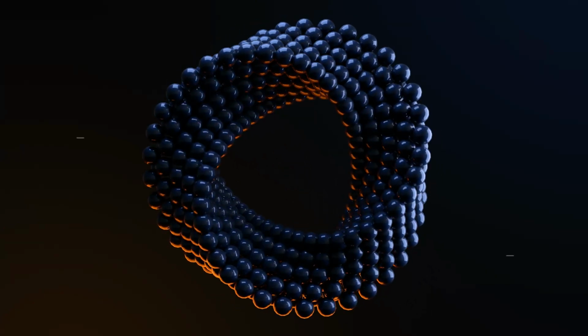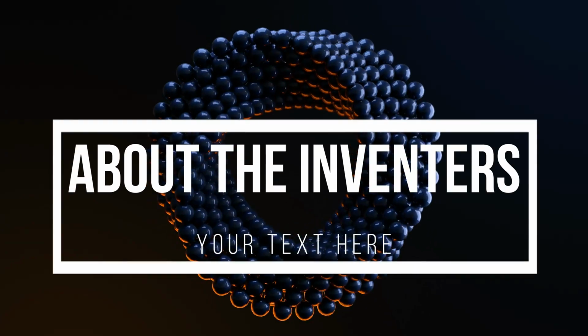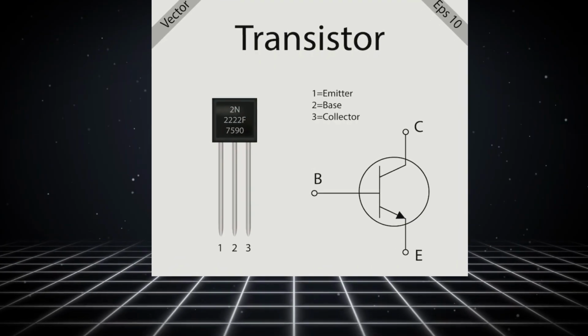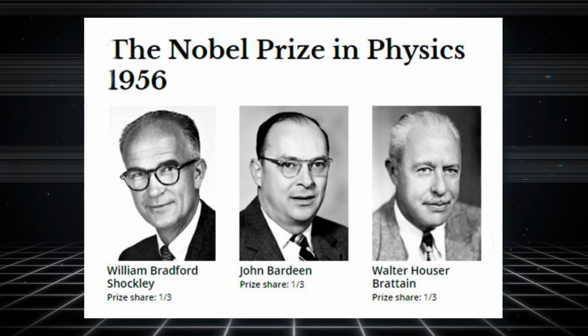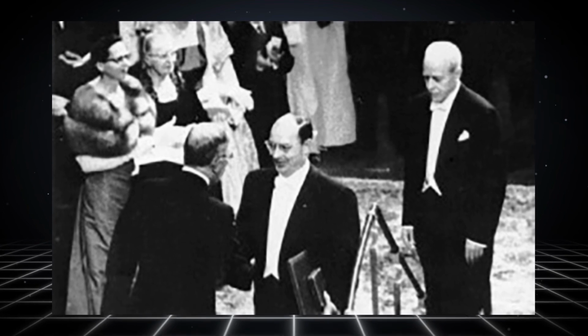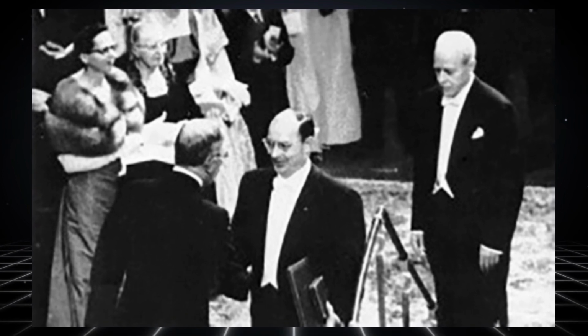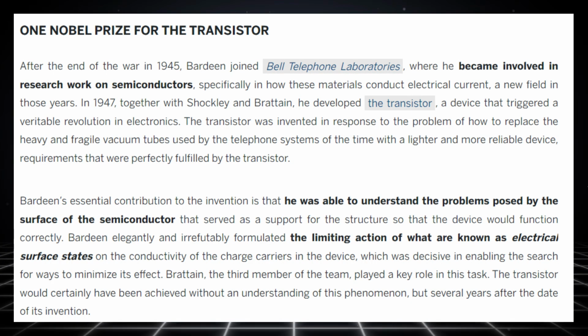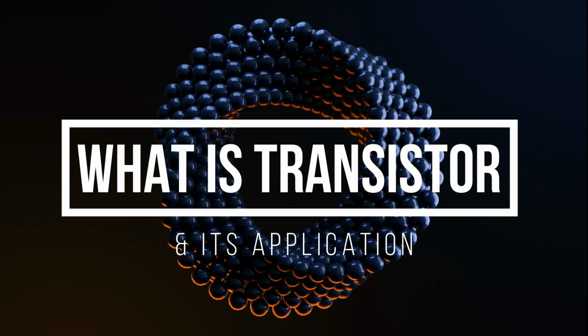Let's start the first sub part of this lecture, that is about the inventors. The transistor was invented in December 1947 by the team of John Bardeen, Walter Brattain and William Shockley at Bell Labs, USA, and later William Shockley made the junction version of the transistor in 1951. They received the Nobel Prize in 1956. Now we will study what a transistor is and its applications.